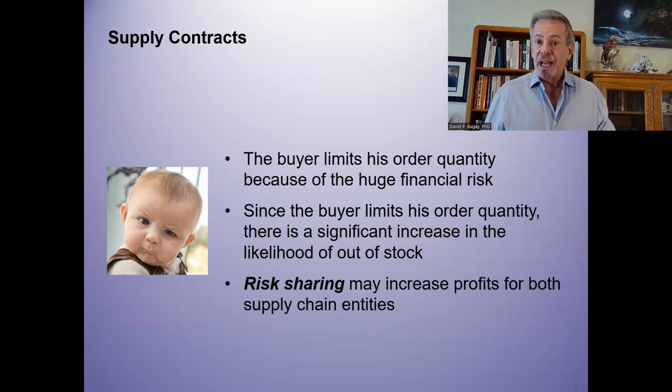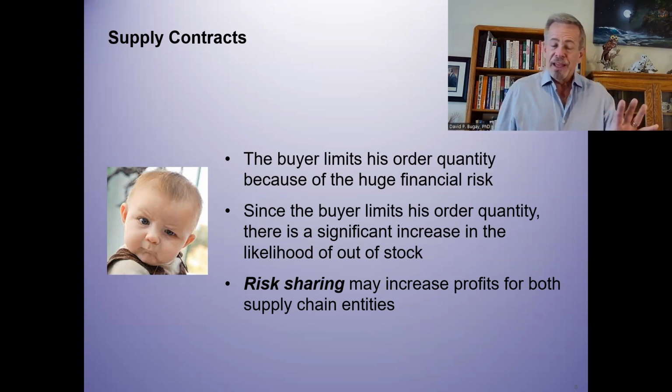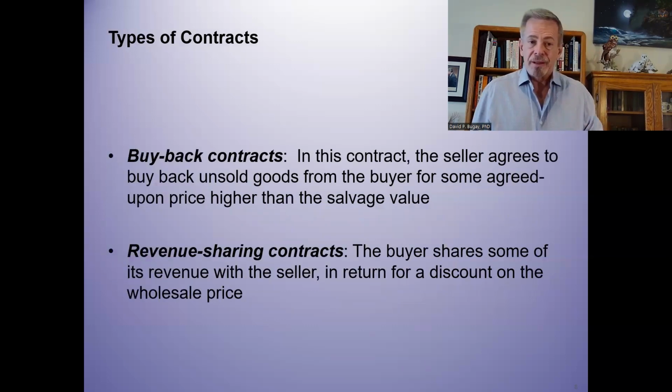That's why you sit down and have it in writing. That's what a contract is about. So sometimes the buyer limits order quantity. It's a risk that could be out of stock. It's a two-way street. If you want to sit down and not commit to so much, okay, and then the manufacturer may change and may not have that next round. Risk sharing increases both profits if both entities sit down and do well.